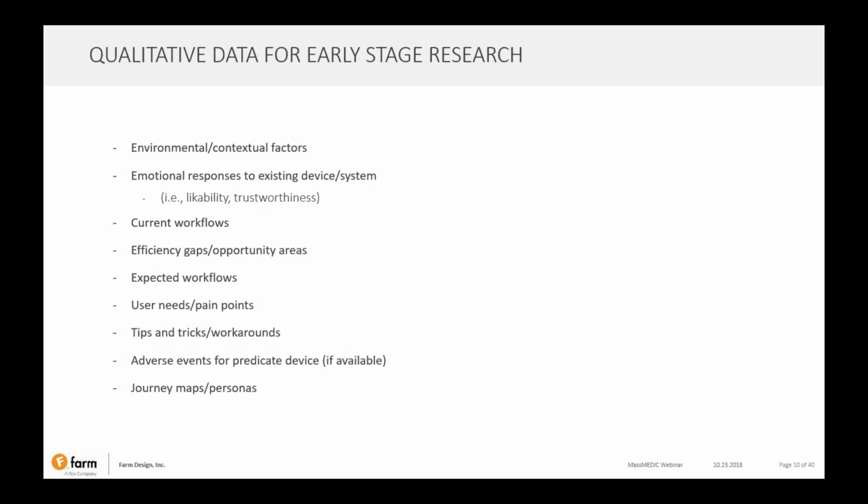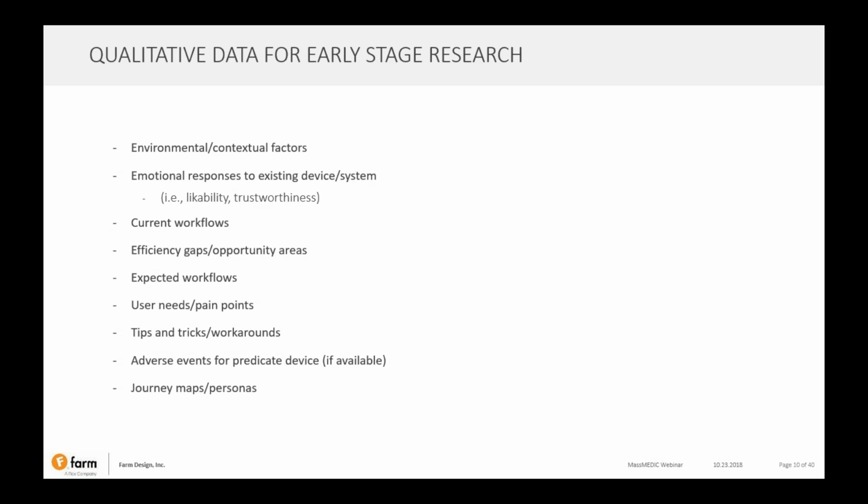Moreover, things like current workflows. What are the orders in which tasks are typically done, and how much does that vary across users? And then how does that differ from maybe an expected workflow that you might have? As well, efficiency gaps or opportunities within those workflows. So is there something about that workflow that you can identify as maybe less than ideal that could be redesigned or reimagined to facilitate faster and safer use?